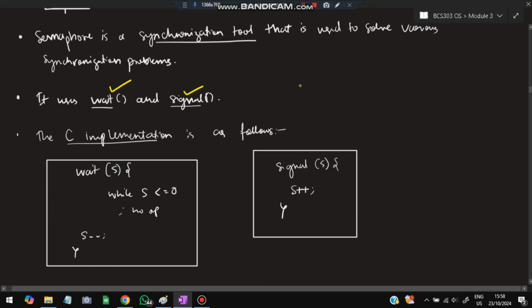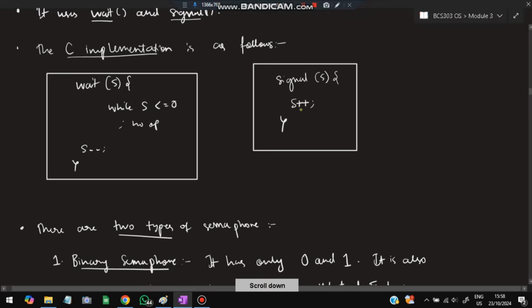And signal means once the process has used the resource and it is exiting from the resource, it will use signal to indicate to the other process, giving a signal to them that the resource is empty, you can use it. Okay, so this is the C implementation for wait and signal.